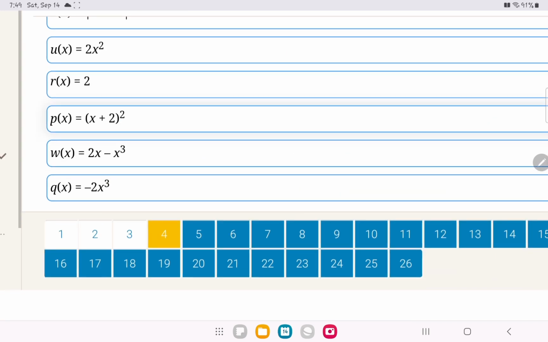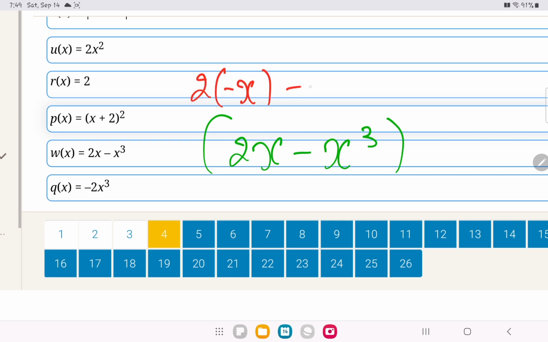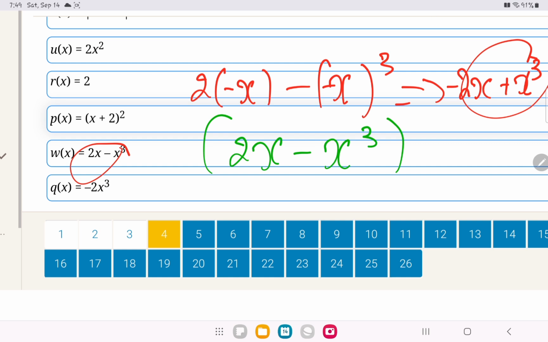So we leave it. Now the last two, the second last, we have 2x minus x to the power of 3. If we replace it by minus x, we're going to have 2 times minus x minus minus x to the power of 3, because we're replacing every x by minus. So then it will give us minus 2x plus x to the power of 3. Definitely this and this are not equal, so that means it's not even. Now how about if we multiply it by a negative?